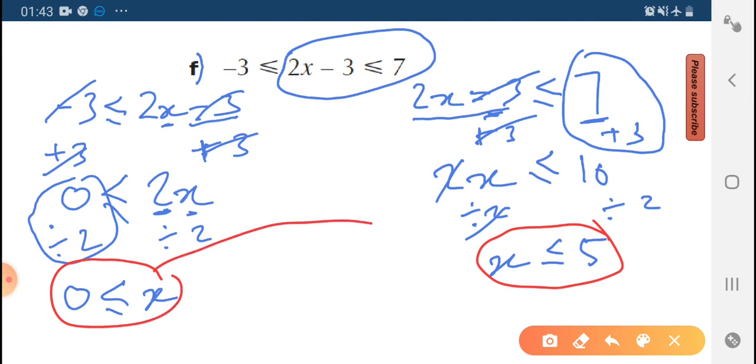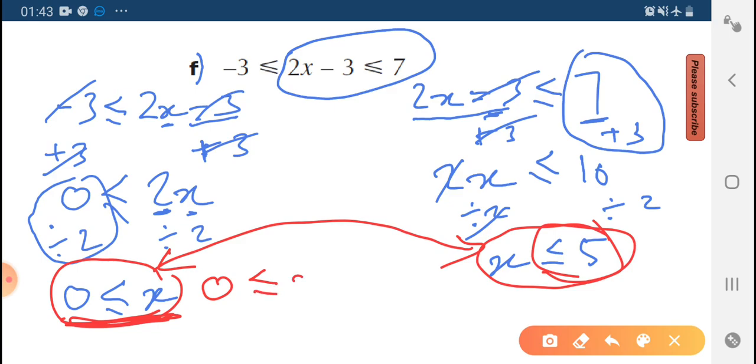So now to combine these two, I can copy this bit here down straight away, and then copy this bit and add it to it. So copying this bit down first, 0 has to be less than or equal to x, or x has to be equal to or greater than 0. Now we just want to copy this bit down, x has to be less than or equal to 5. So this is the final answer.